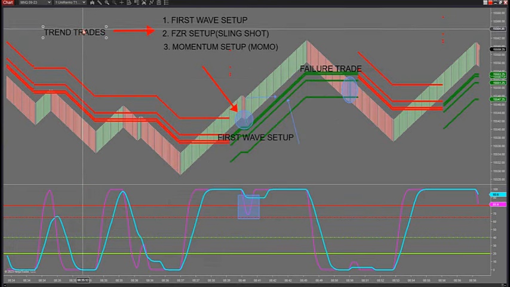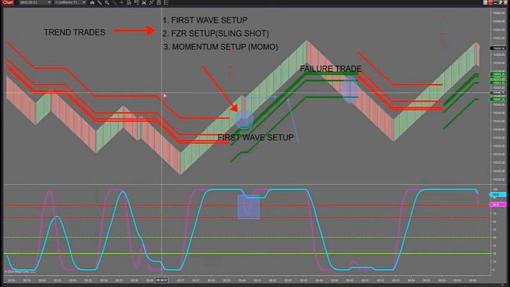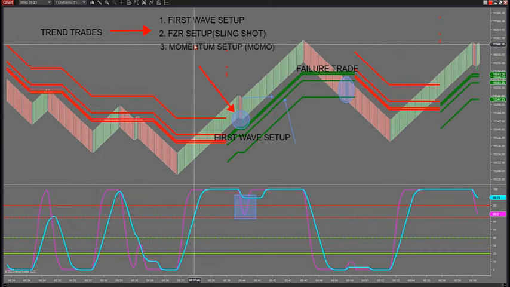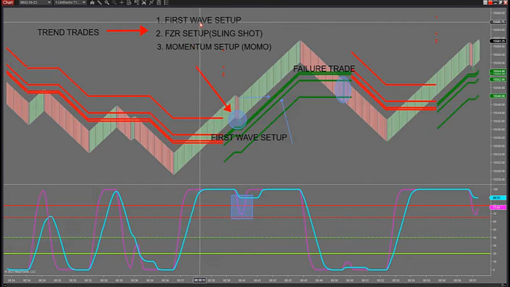Those are trend trades. Okay. Now, in order of importance is the first wave trade. So there's a first wave trade. There's an FZR setup momentum.